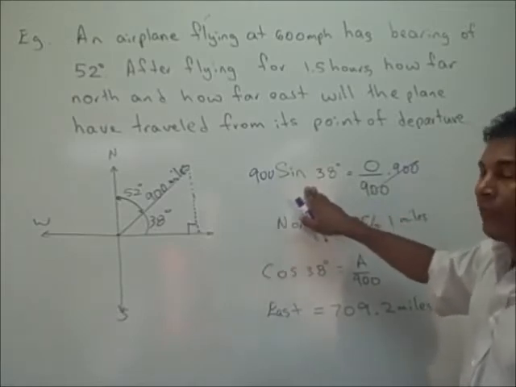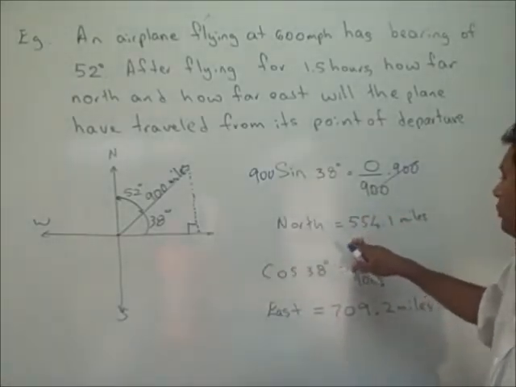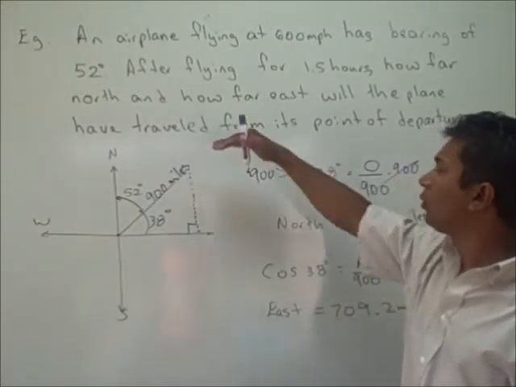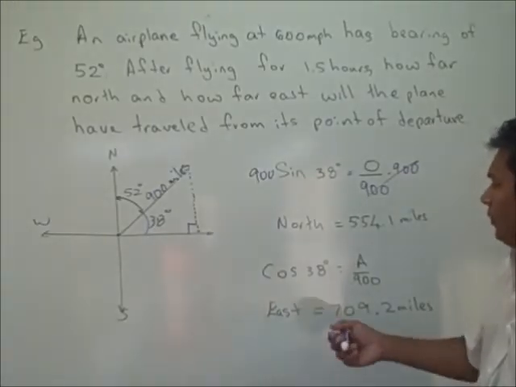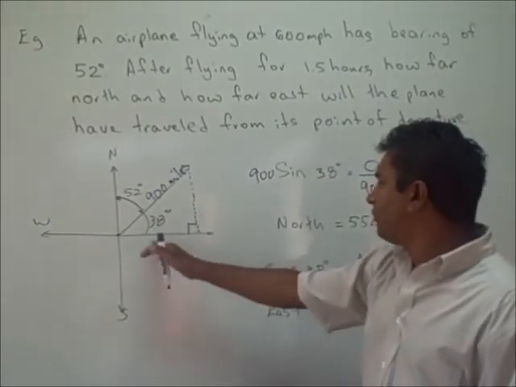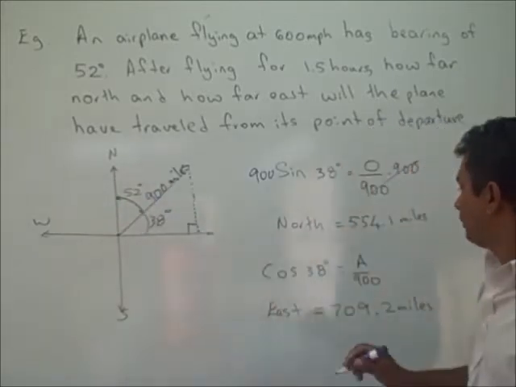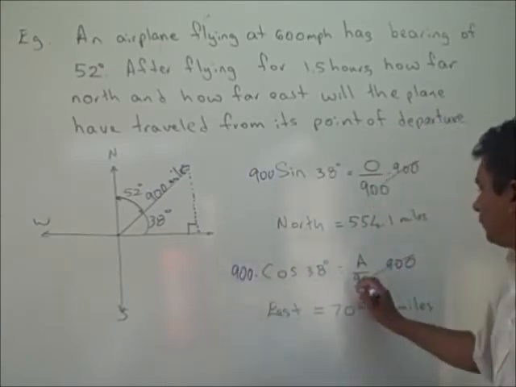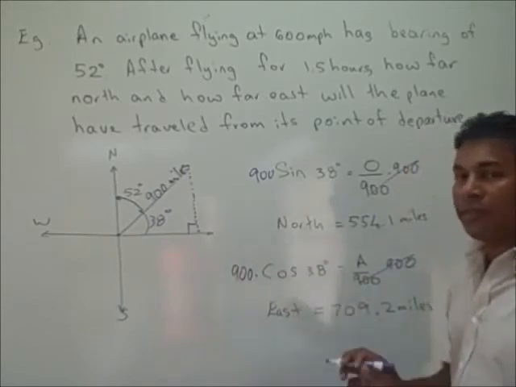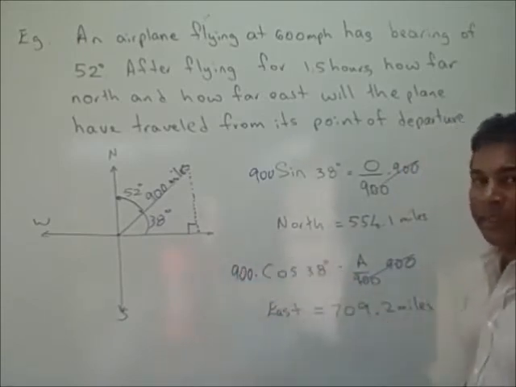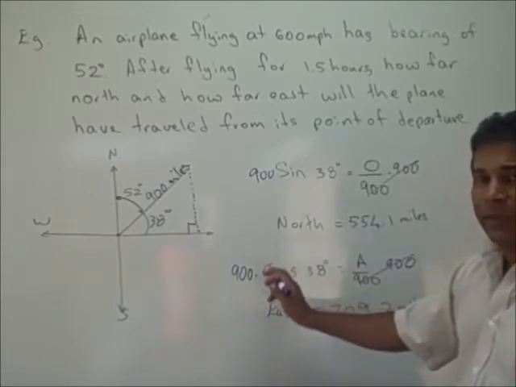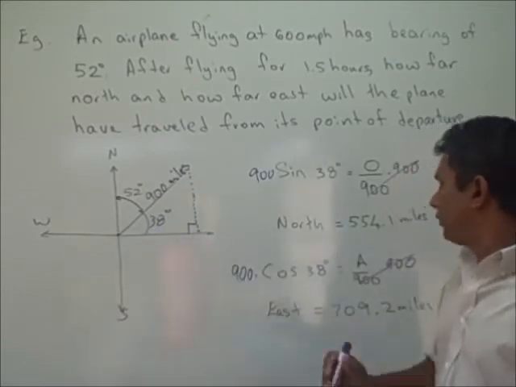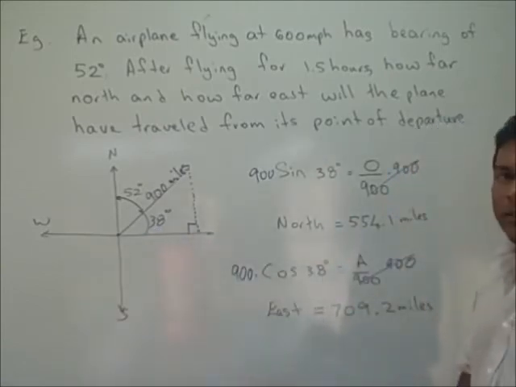And 900 times the sine of 38 degrees would be 554.1 miles. So the plane has actually traveled 554.1 miles north. By taking the cosine of 38, we have the adjacent over the hypotenuse. Once again, multiplying both sides by 900, we have the adjacent, which is our easterly distance, equal to 900 times the cosine of 38. 900 times the cosine of 38 comes out to be 709.2 miles. So the plane has traveled 709.2 miles in our easterly direction.